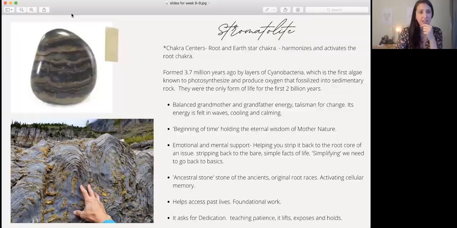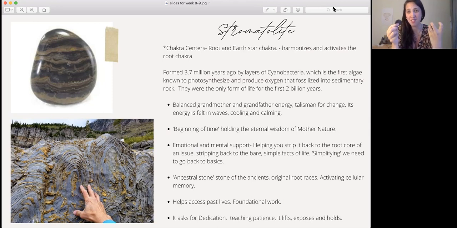I'm going to show you a slide with a few points that I can talk through on this stone. Okay, here we go. As I said, it harmonizes and aligns the root and earth star. What is incredible is it was formed 3.7 million years ago by a layer of algae, cyanobacteria, the first single organism that could photosynthesize light and create oxygen. And it fossilized. The swells inside are actually the algae that have fossilized in sedimentary rock. It blows my mind that these algae were the only form of life on this earth for the first 2 billion years.